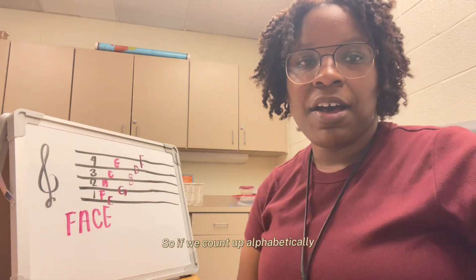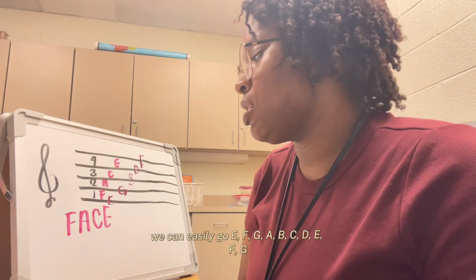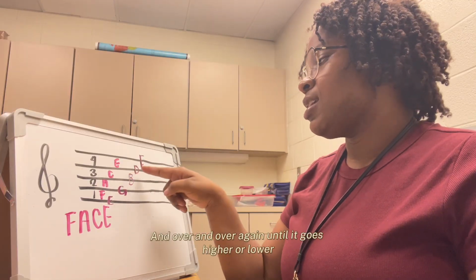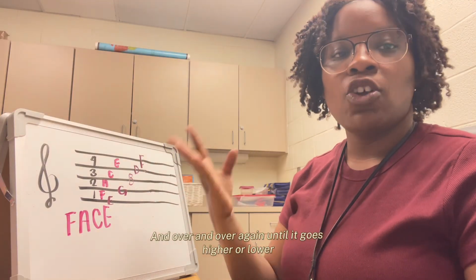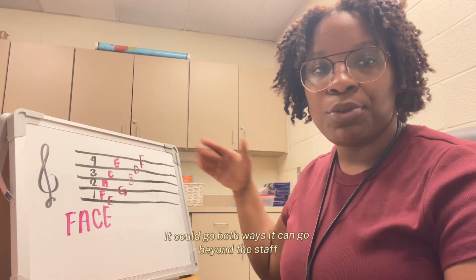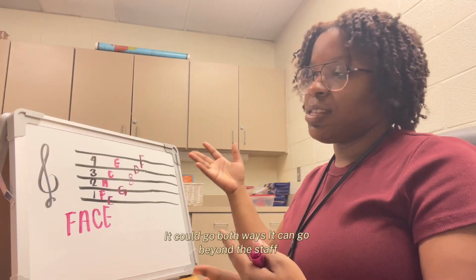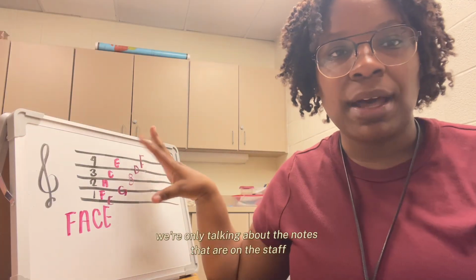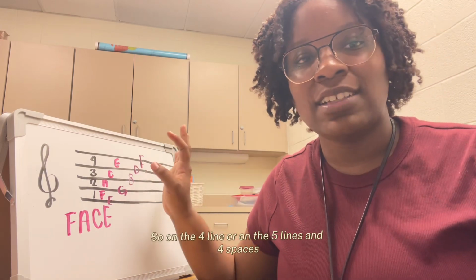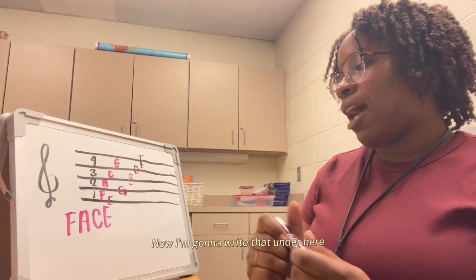So if we count up alphabetically, we can easily go E, F, G, A, B, C, D, E, F, G, and over again until it goes higher or lower. It could go both ways. It can go beyond the staff, but for right now, we're only talking about the notes that are on the staff. So on the 5 lines and 4 spaces. Now I'm going to write that under here.